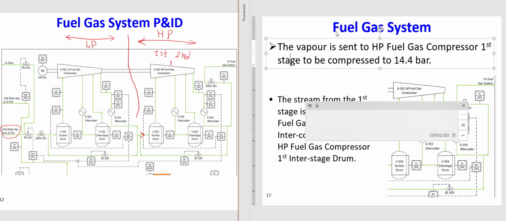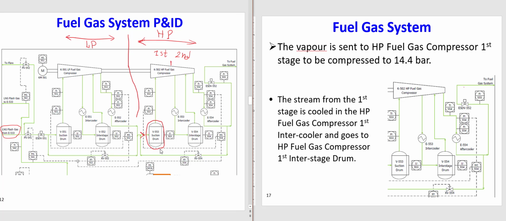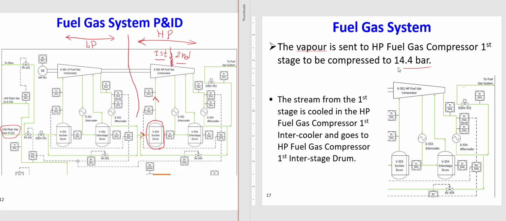After the suction drum of the high pressure fuel gas compressor, why do we use a suction drum again? To remove any entrained liquid. Then once we separate the liquid, we send it to the high pressure compressor. This compressor again has two stages, first stage and second stage. In the first stage, the pressure, as I said, gets almost double.